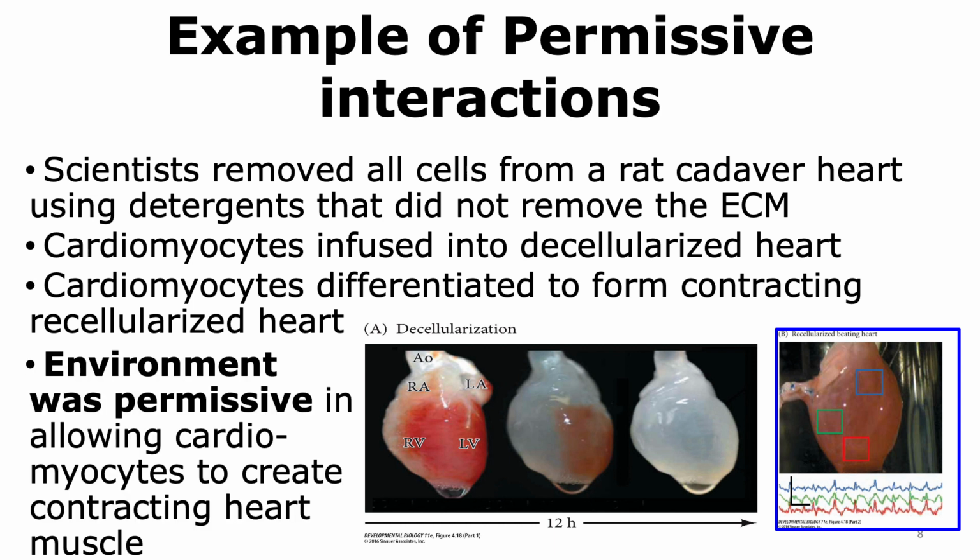Thus, the environment was permissive in allowing the cardiomyocytes to create contracting heart muscle. Even though there was not one cell present in the decellularized heart to produce any kind of paracrine factors to guide the cardiomyocyte differentiation, the cardiomyocytes were still able to differentiate to form a functional contracting recellularized heart because of the environment of the extracellular matrix. Hence, this is an example of permissive interactions.